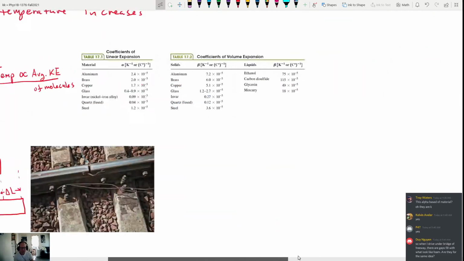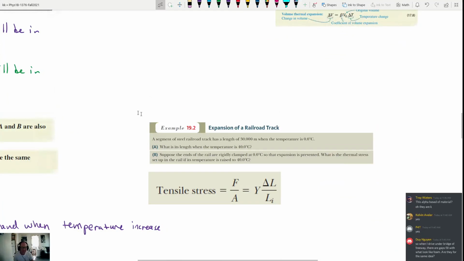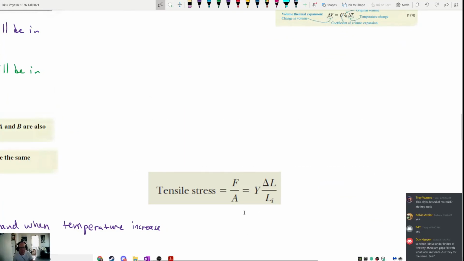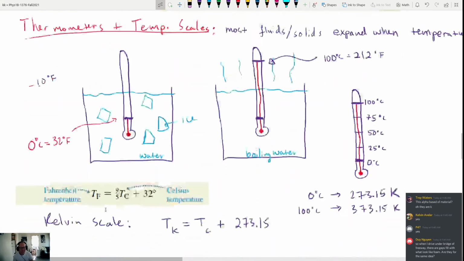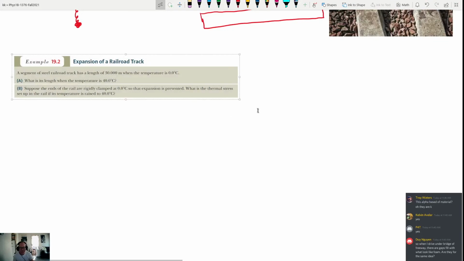Okay, so let's see if I've got a problem we can do. We can do this one. How much time do we have? This class ends, is it 55 or 50 after? Can you remind me? How much time do we have exactly?